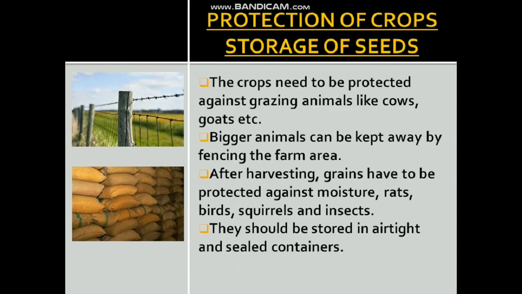Now, how to protect the crops from animals and insects, and how to store the seeds. The crops need to be protected against grazing animals like cows and goats. Cows and goats, what do they do? They graze the grass field. So the crop should be protected from these animals. How will we protect it? By fencing. In this picture you can see fencing is done in the agricultural field so that the animals can't enter. Bigger animals can be kept away by fencing the farm area.